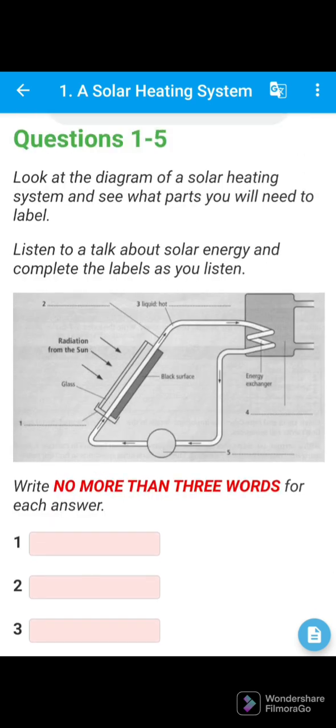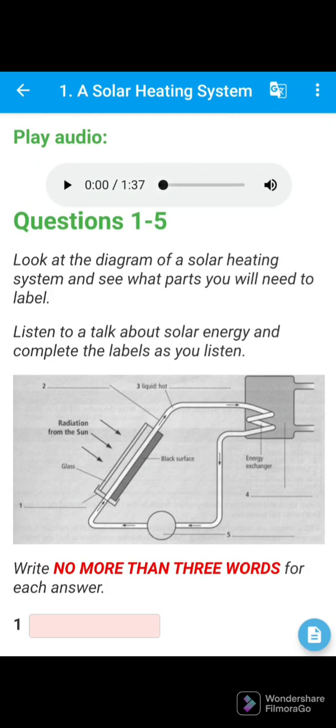Okay, let's take a look at what is going on the diagram. So let's listen to it.